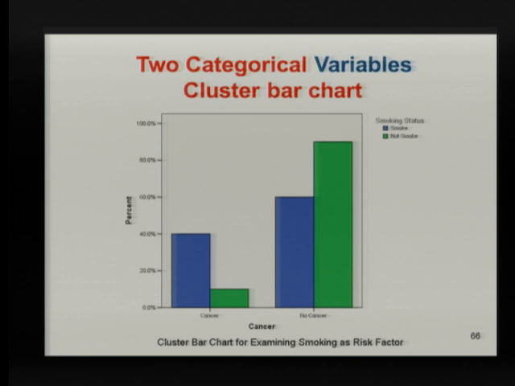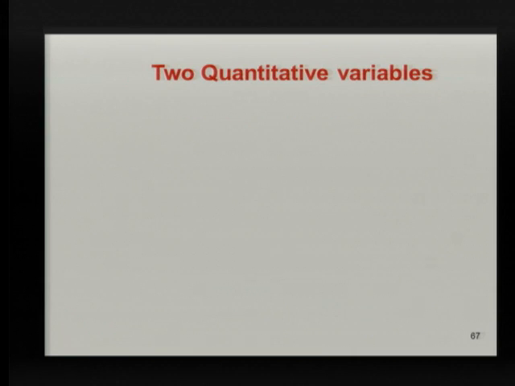Right? So a chart we call a cluster bar chart or comparative bar chart is very good for understanding the correlation between 2 categorical variables. Okay? Very useful. A lot of students actually use that for their projects when they observe categorical variables. Okay, so that's 2 categorical.